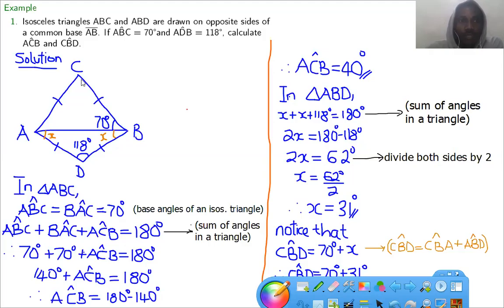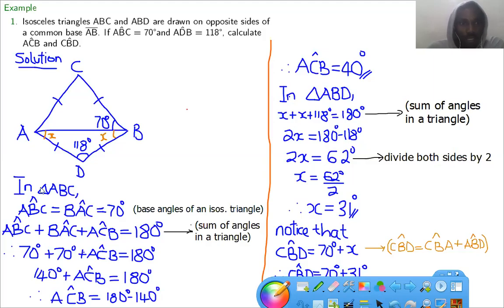All right, so here is triangle ABC by the given instruction. We're told that the 2 isosceles triangles have a common base AB, and one of the angles at D is 118, while the angle at C is unknown, but the angle at B is given as 70 degrees. So this is just a sketch of the question.